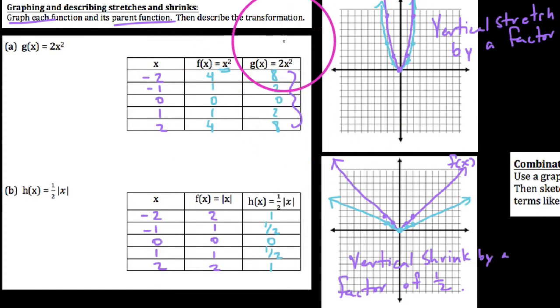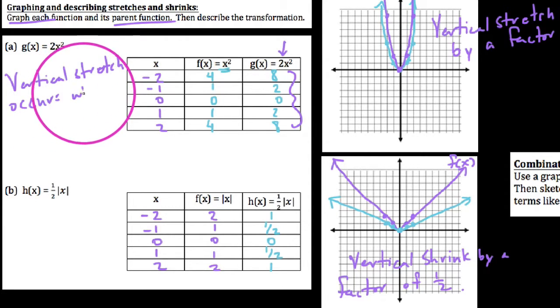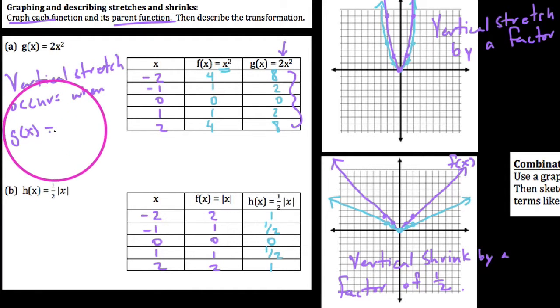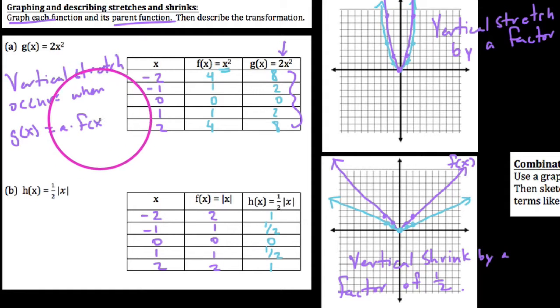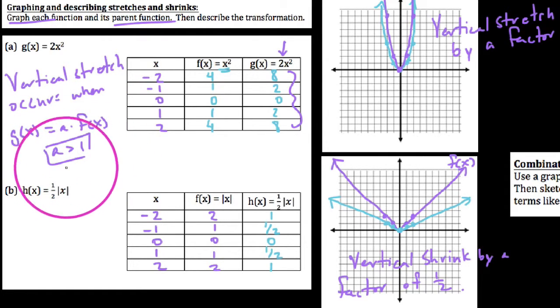But to multiply them by a number bigger than 1 is going to cause a vertical stretch. So a general conclusion is essentially this: vertical stretch occurs when our parent function, we'll say g of x, which is our new function, is equal to a times f of x, and I'm going to say a is greater than 1. Okay, this is going to be stretch.